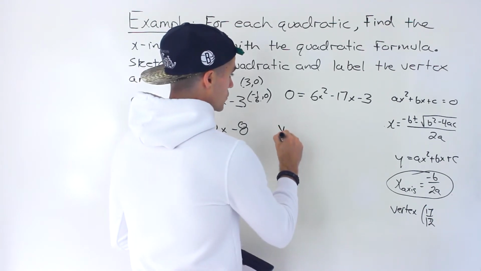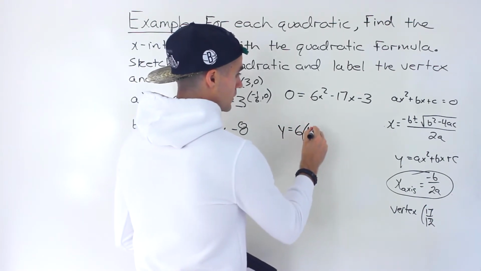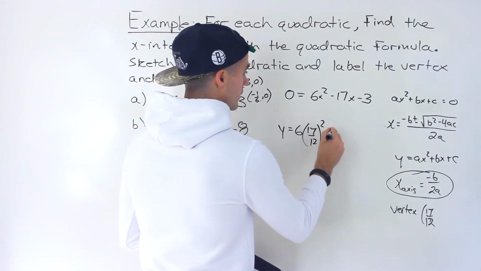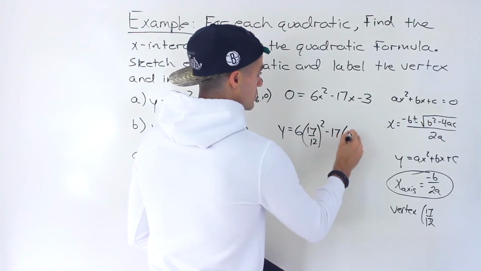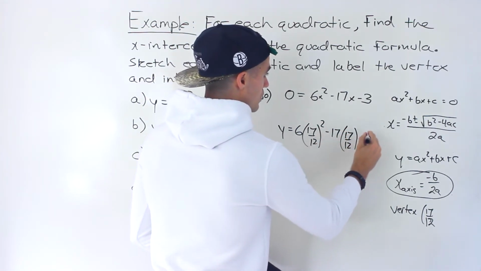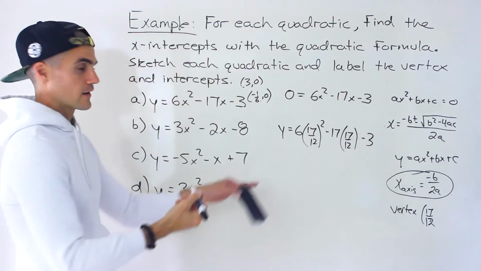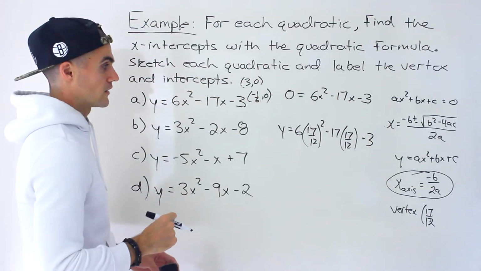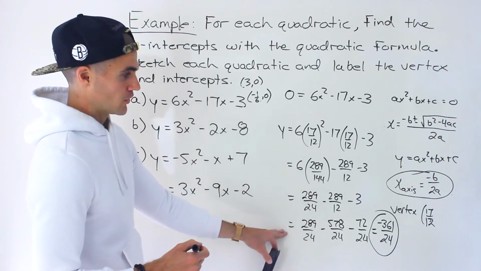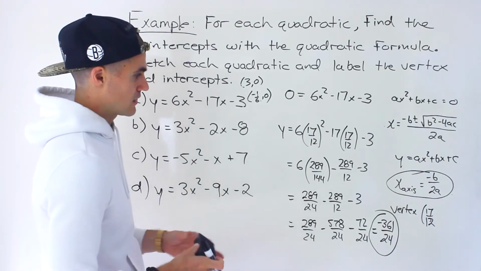And then if you wanted to get the corresponding y value of the vertex, we would just plug that 17 over 12 into the actual quadratic and then solve for that y value. If you do all of that algebra, I wrote it out over here just because it was going to take quite a bit of time.